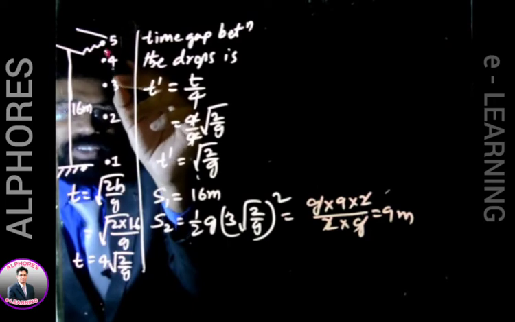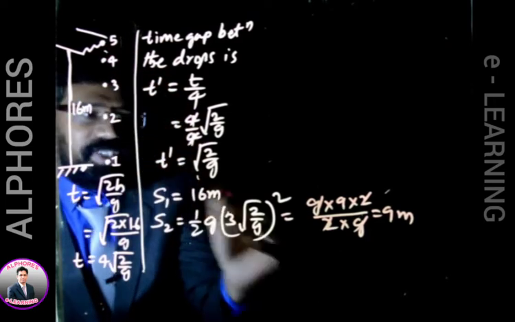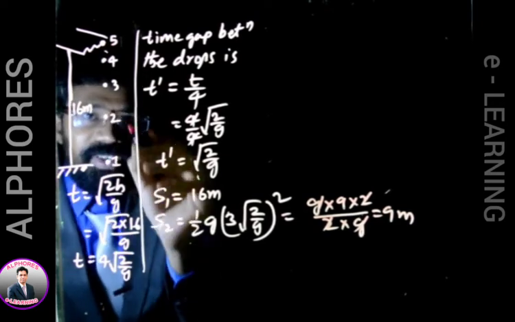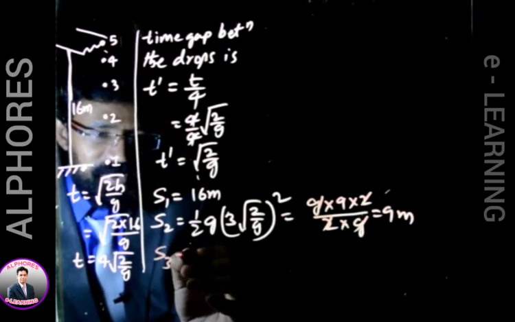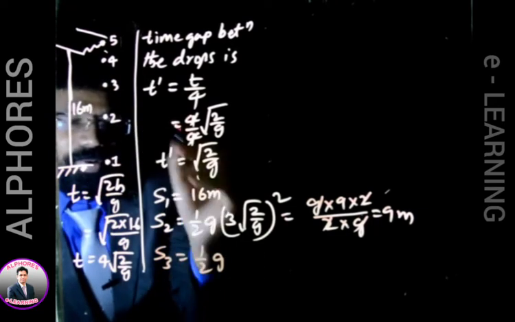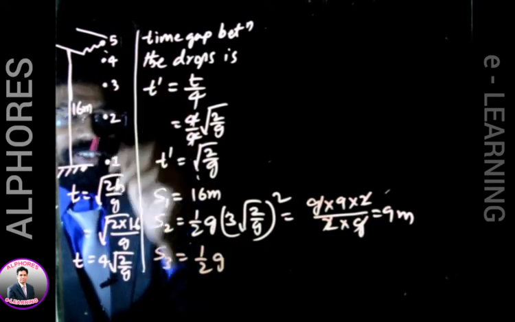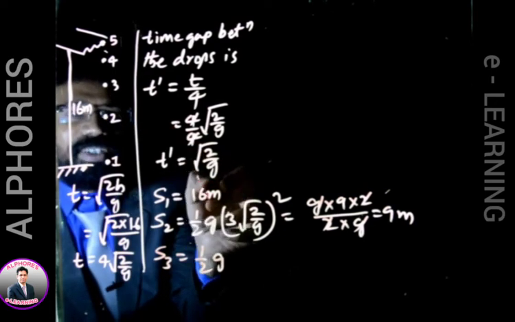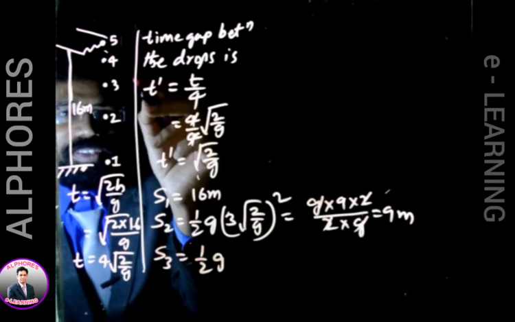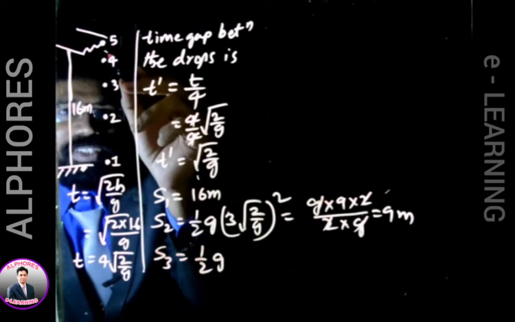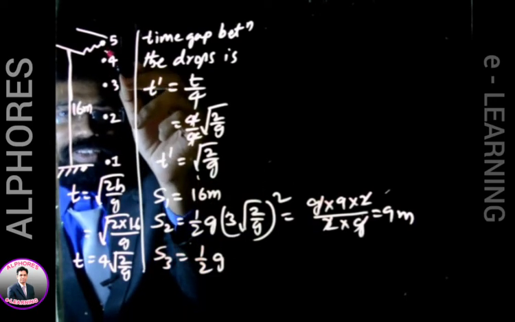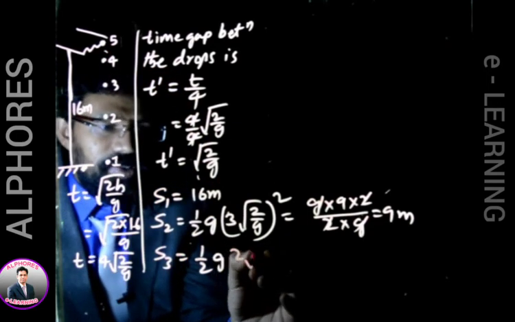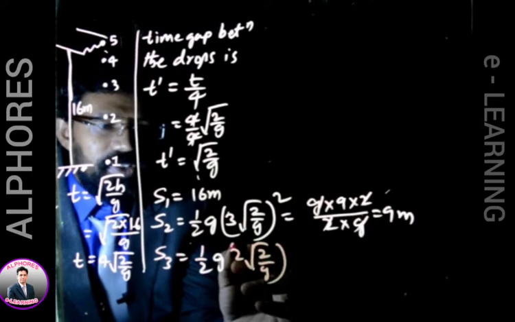So what is the distance traveled by the second drop, or height of fall of the second drop? 9 meters. Height of fall of the first drop? 16 meters. Okay. Now let us find out the height of fall of the third drop, S3. Half into g into, what is the time of journey of this third drop? 2 times of under root 2 by g. Why have I taken 2 times? Because each time slot is equal to under root 2 by g. Here the third drop has covered how many time slots? 1, 2 slots. So 2 into under root 2 by g, whole square.